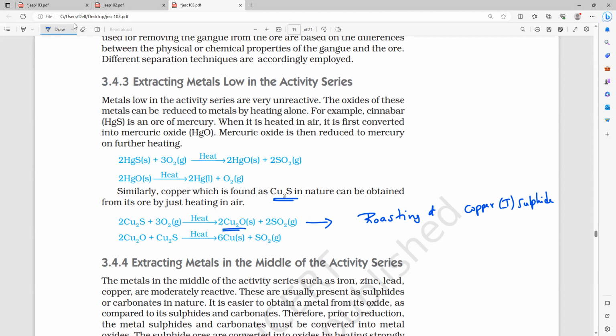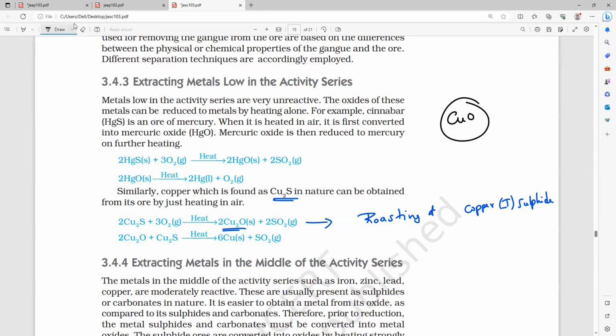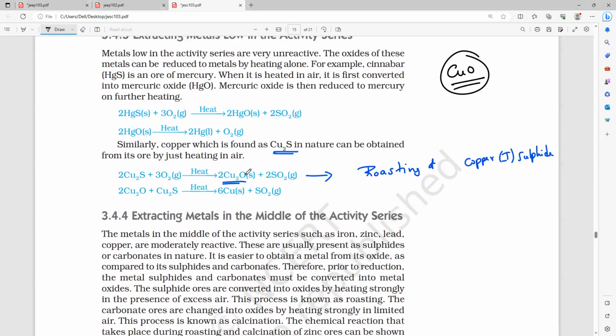Very important. See, basically copper oxide means we'll write CuO. Correct? But this CuO is different and Cu2O is different. This is copper 2 oxide and this is copper 1 oxide. Make sure it is very clear. In chapter 1 we will write CuO as copper oxide. But here it is copper 1 oxide. So if you make a small error also, that's all, it will be over.